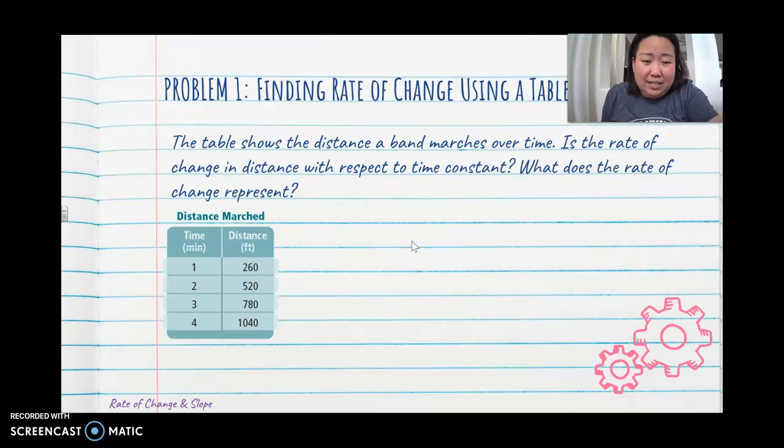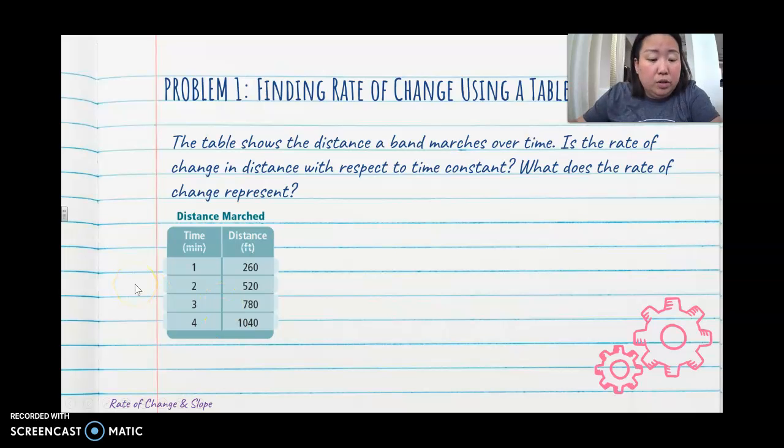So let's have an example here. As you can see, this table here shows the distance a band marches over time. So the time is expressed in minutes, and as you can see, distance is expressed in feet. So the question here is: is the rate of change constant? Is it the same all throughout these pairs of values? And what does the rate of change represent?